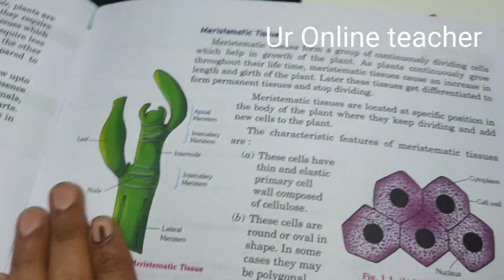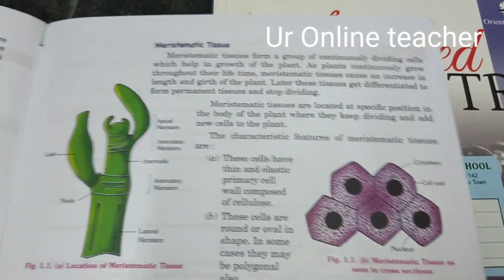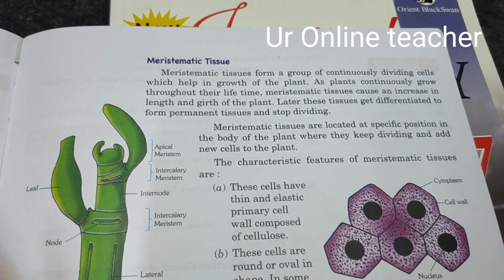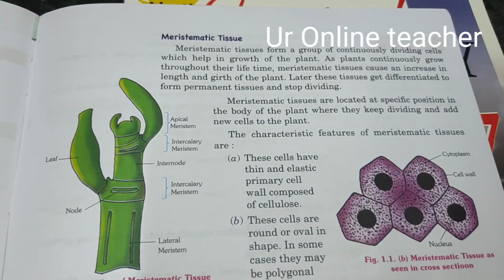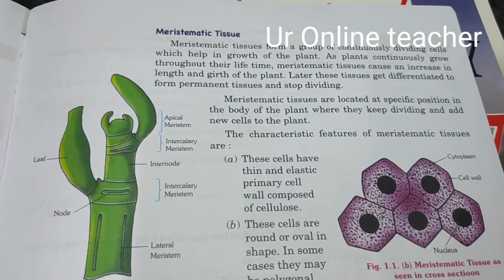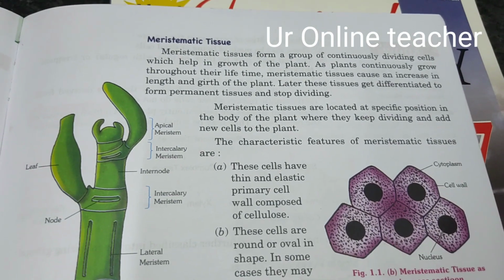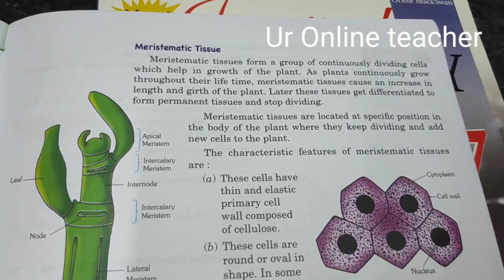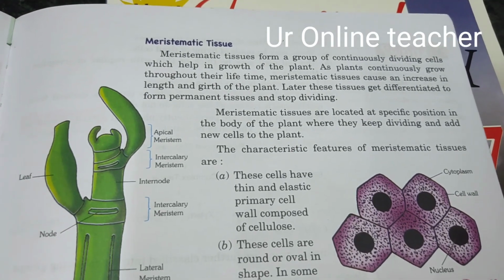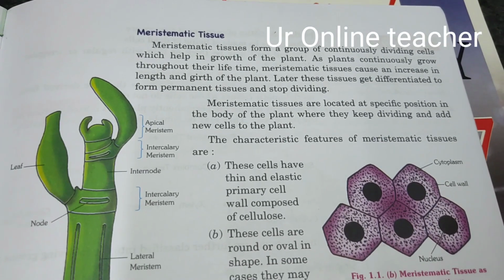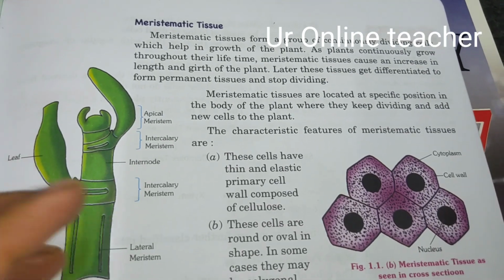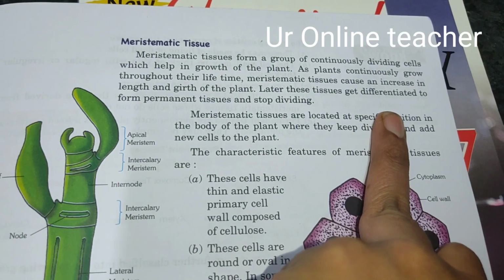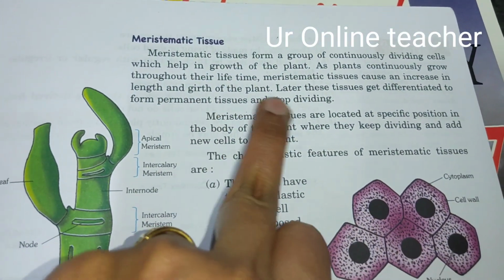Like this we can see the different classification of plant tissues. Now first we will see what is meristematic tissue. We know that meristematic tissues are a group of continuously dividing cells which help in the growth of plants. So that's why plants grow continuously throughout their lifetime because of meristematic tissue, and it will help to increase the length and also the girth of the plant. Girth means width of the plant. Later this tissue is differentiated into permanent tissue and will stop dividing.